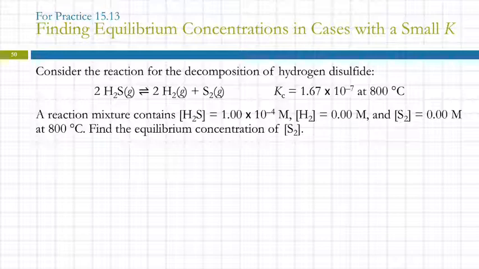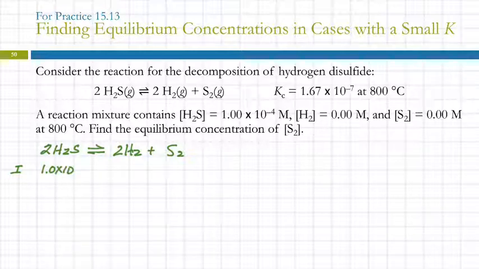Okay, so here is the same reaction, and we're just starting with different concentrations. So let's just try to run through this fairly quickly. Still going to make a nice table. So initial, the H2S is 1.00 times 10 to the minus 4. The H2 is 0, and the S2 is 0.